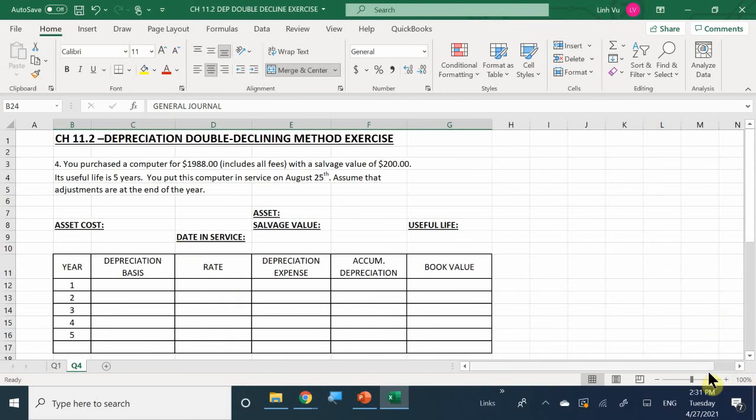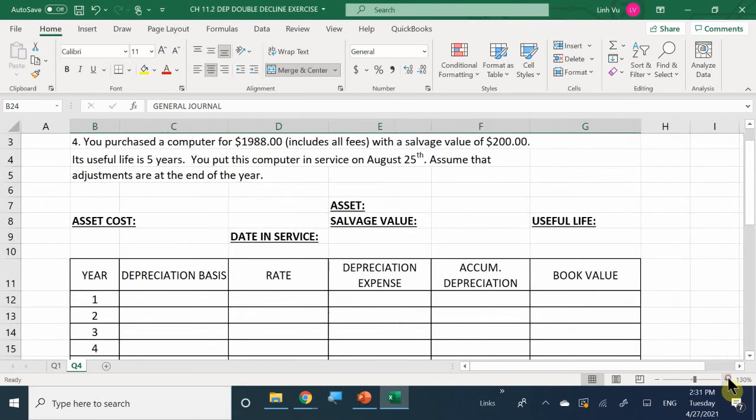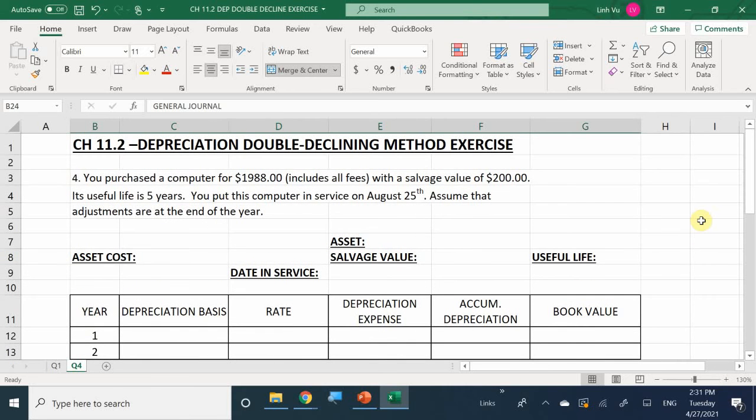This time, let me make it a little bigger so we can see a bit. Question number 4 says that you purchased a computer for $1,988 even. That includes the fees and taxes, everything. And it has a salvage value of $200. The useful life is going to be 5 years. Typical, it's a computer, it's a technological asset, so its span should be no more than 5 years.